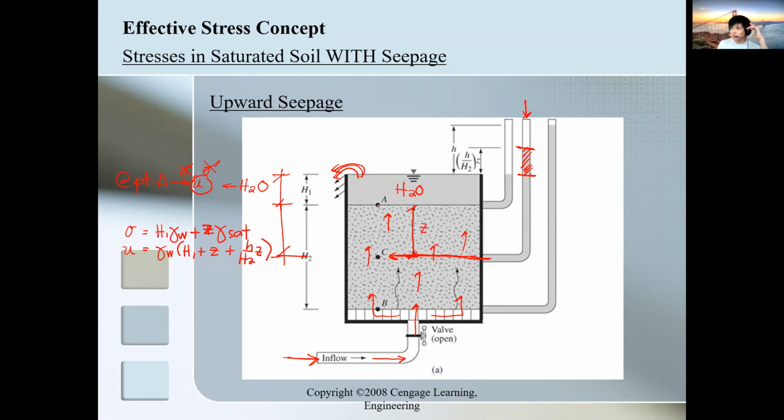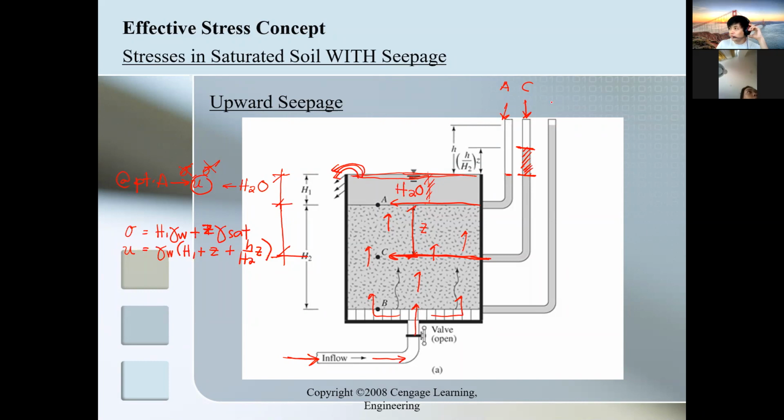Now in point A, there's no need for us to add the particular height in the piezometer because, as you can see in point A, let's just write the letters. Notice that the level of water in your piezometer A is just equal to the surface level, right? So meaning there's nothing to add in the water pressure. It's the same water level here. So there is no head added in point A.